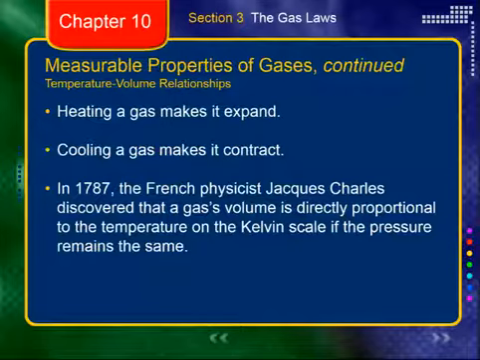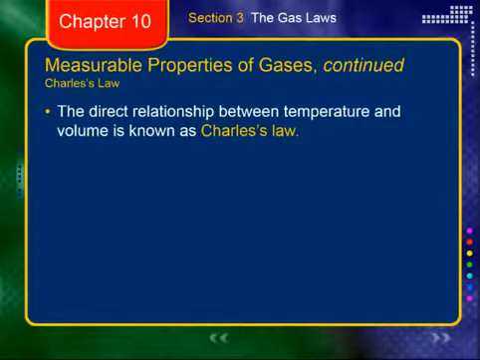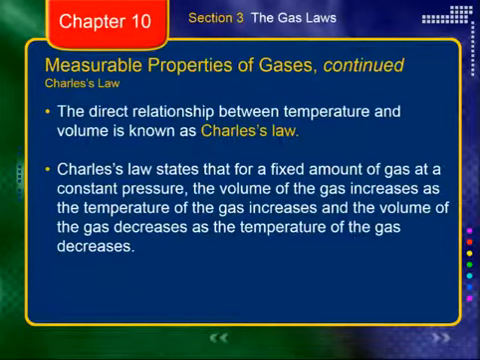In 1787, the French physicist Jacques Charles discovered that a gas's volume is directly proportional. That means when one changes, the other one changes in the same way, right? The volume is directly proportional to the temperature on the Kelvin scale if the pressure remains the same. So the pressure is not changing. This direct relationship between temperature and volume is known as Charles' Law.